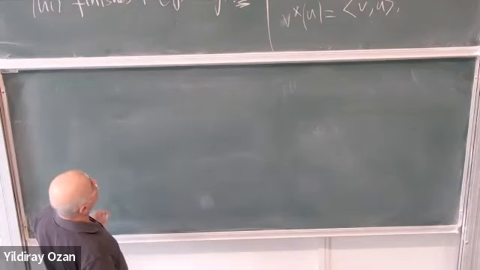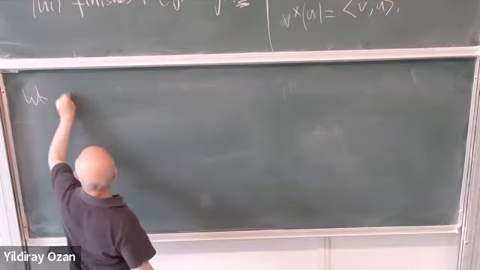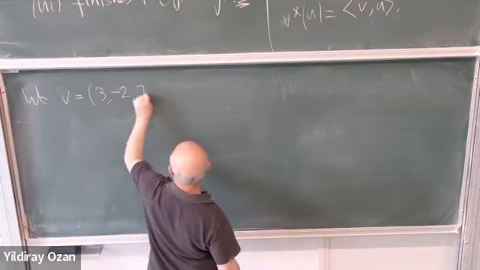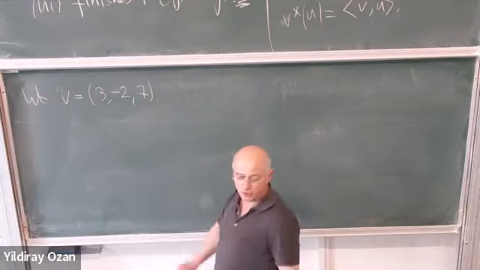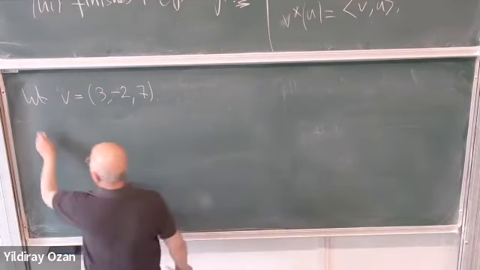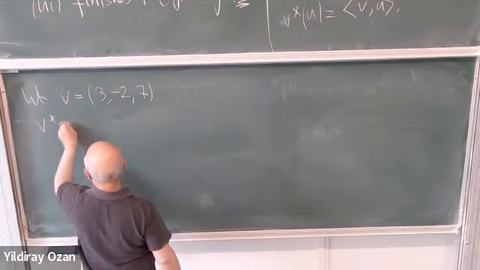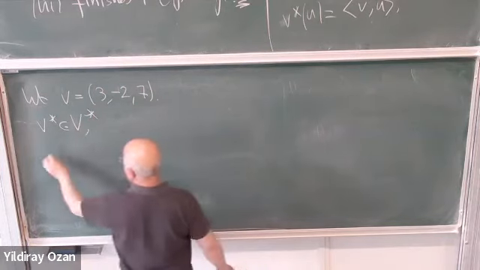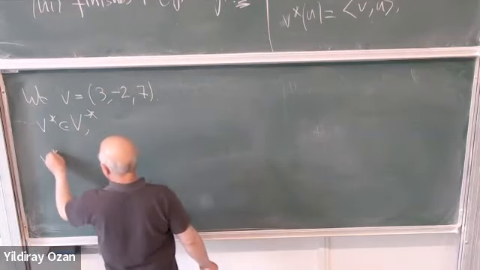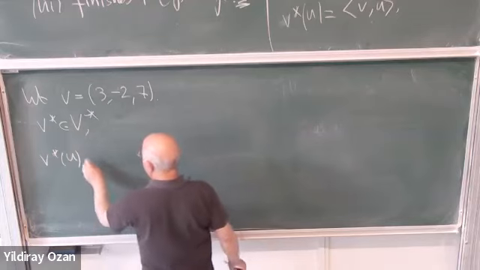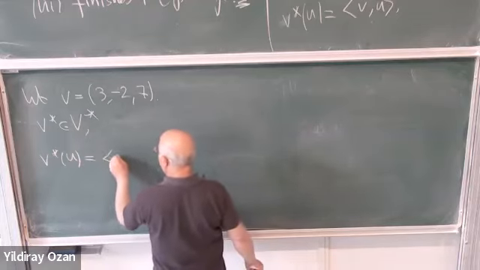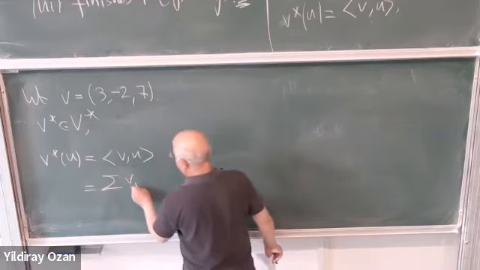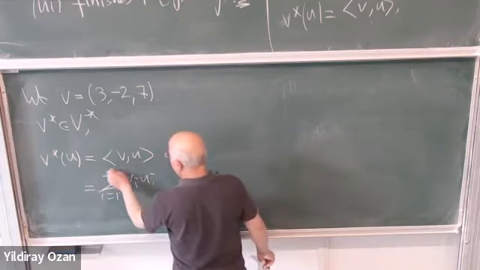Mesela şuna bakalım. So let P to be this element. 3 minus 2, 7. Okay. So what is the corresponding dual element? So V star in the dual vector space. So what is V star of U? Well, this is just V dot U, right? So it is just V I from 1 to n.